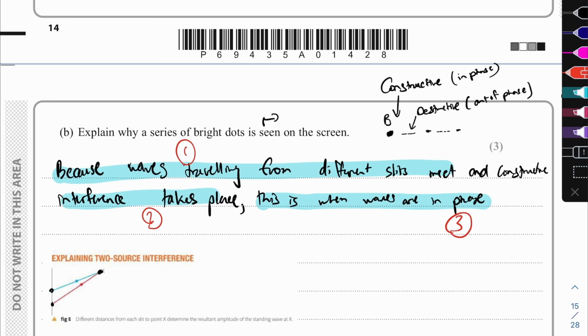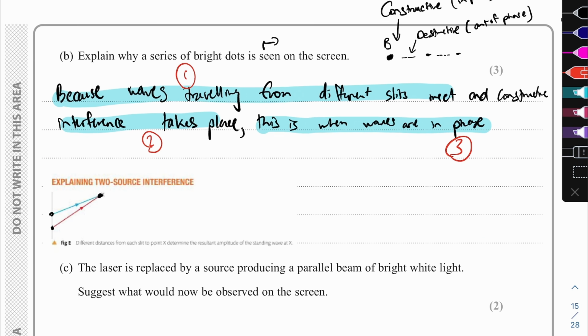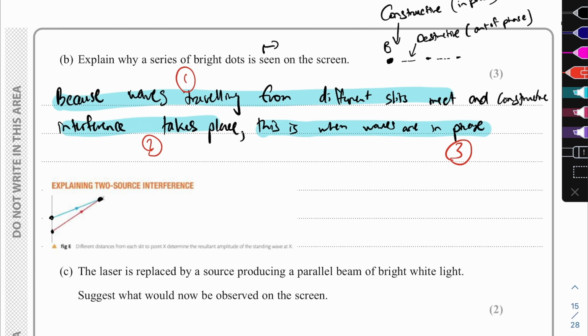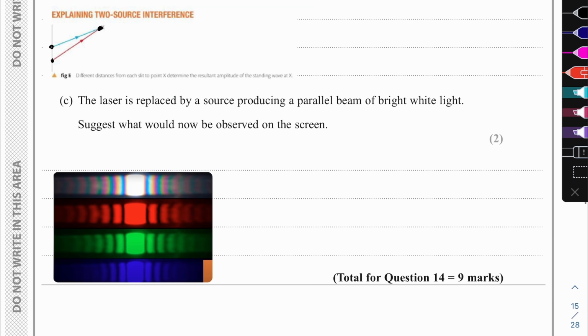Now, what does it say? Part C. The laser is replaced by a source producing a parallel beam of white light. So what would now be observed on the screen? For those who may not have seen this experiment, this is what the maximum looks like. So for example, this is our beam of white light. I will link another video showing this in a practical. This is the beam of white light that's being shown.